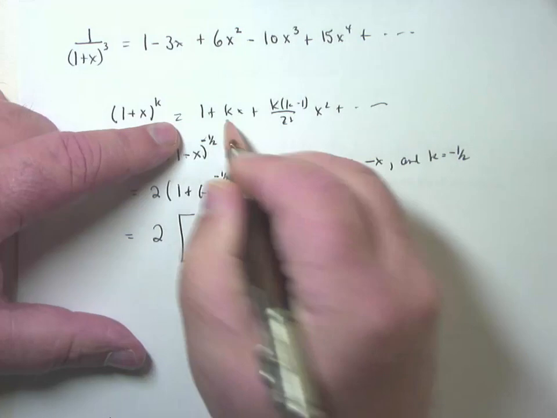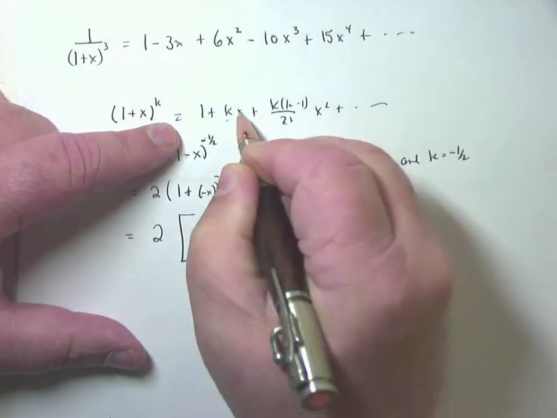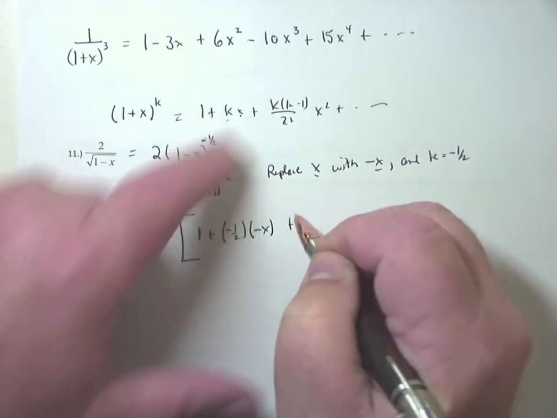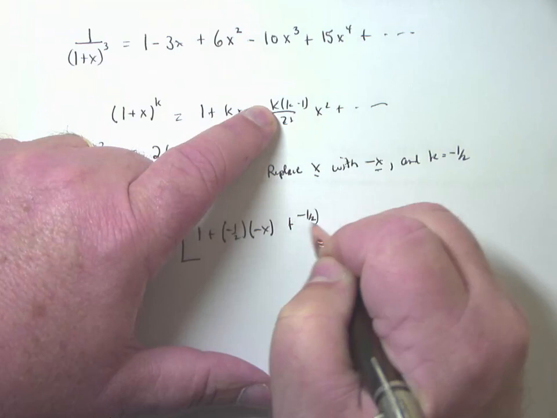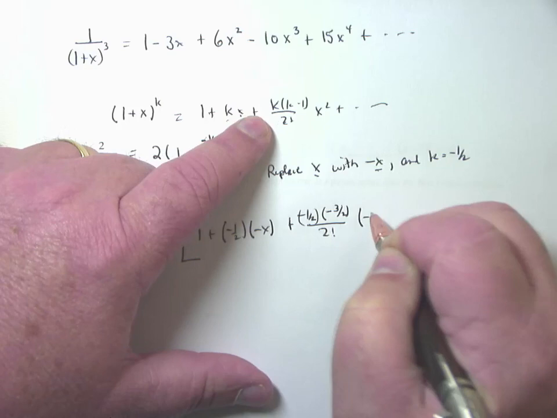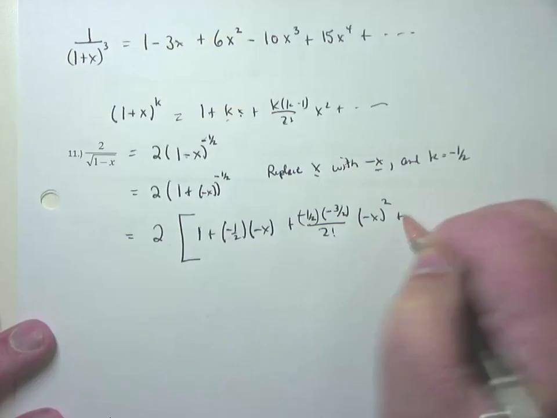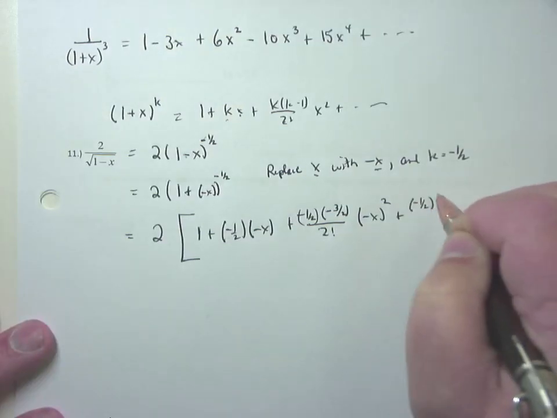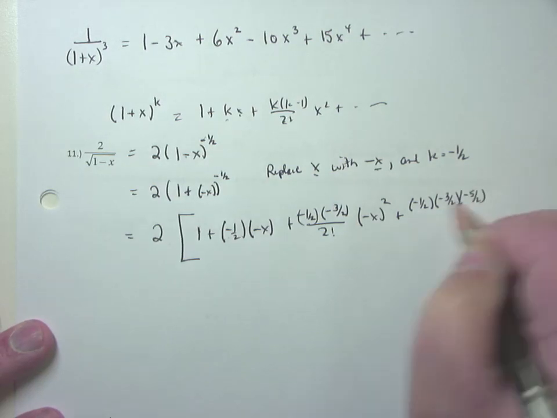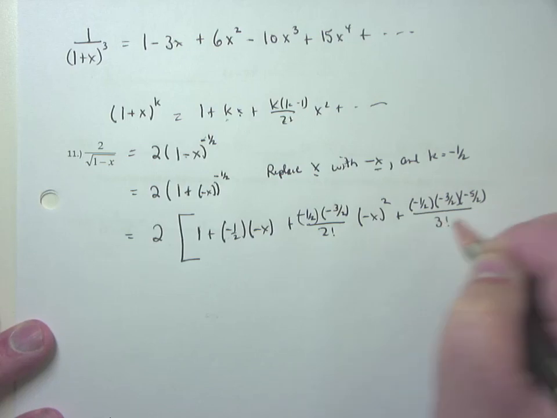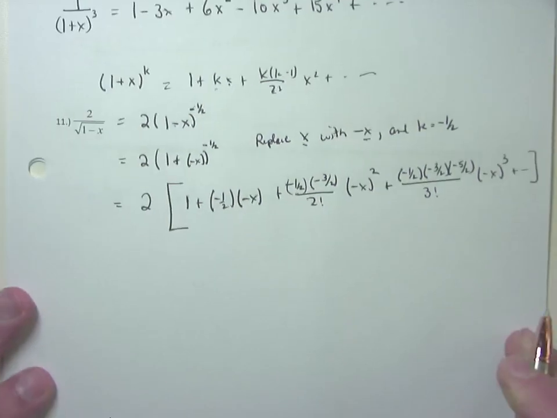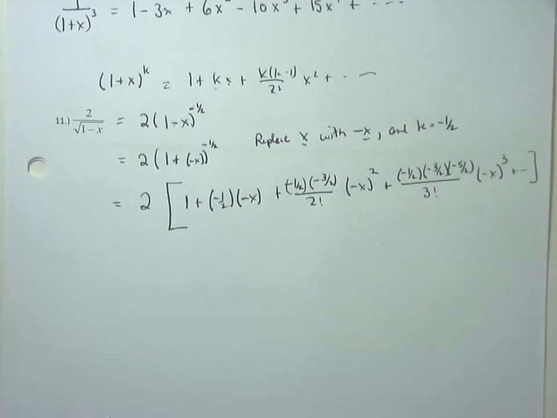1 plus k is negative 1/2. But you replace x with what? Negative x times a negative x. Plus k, which is negative 1/2, minus 1 would be minus times negative 3/2 over 2 factorial times negative x squared. The next one's going to be plus negative 1/2 times negative 3/2 minus another one would be minus 5/2 divided by 3 factorial times negative x cubed plus dot, dot, dot. And then you got to clean them up and distribute your 2.